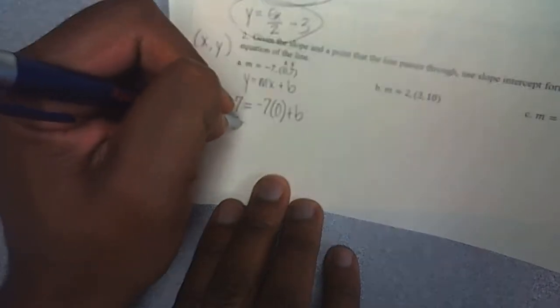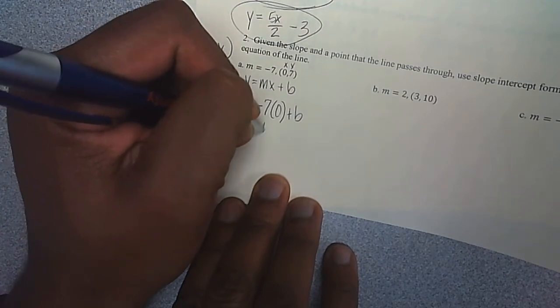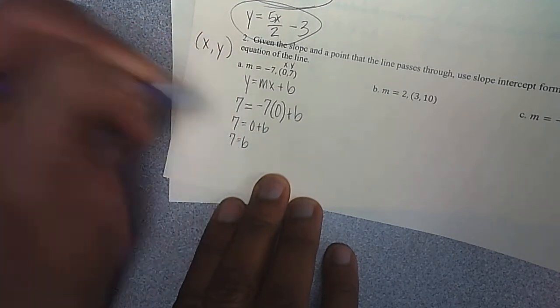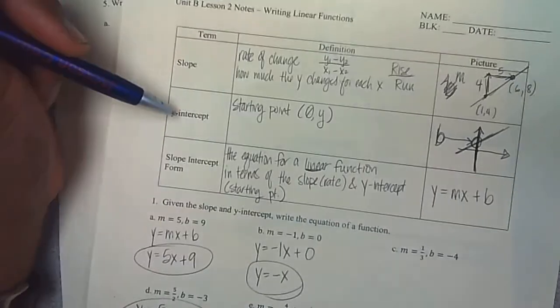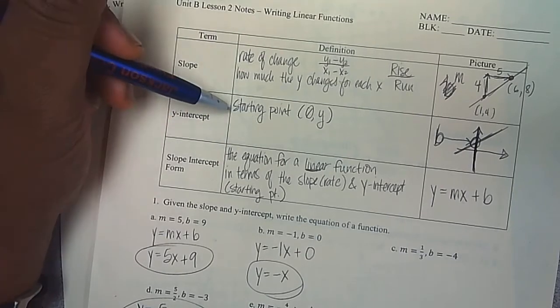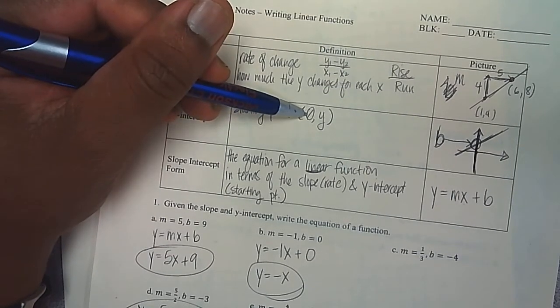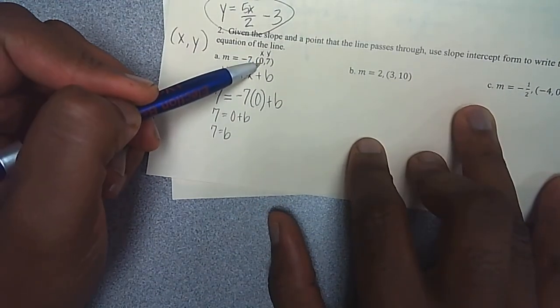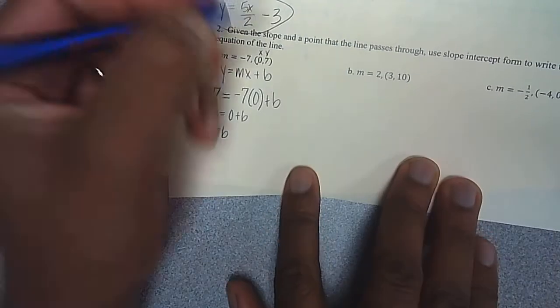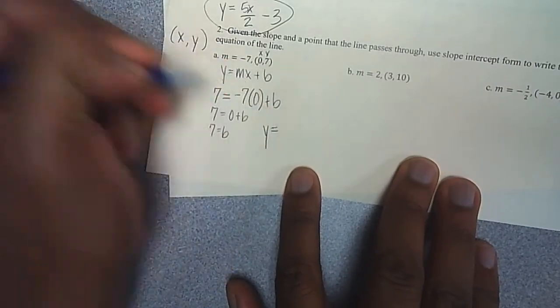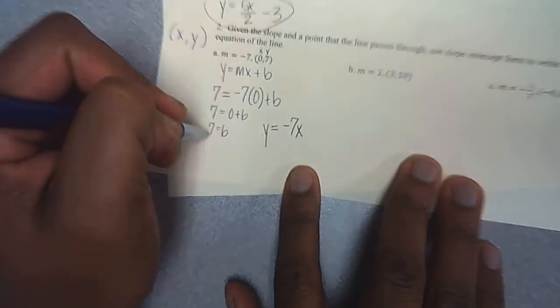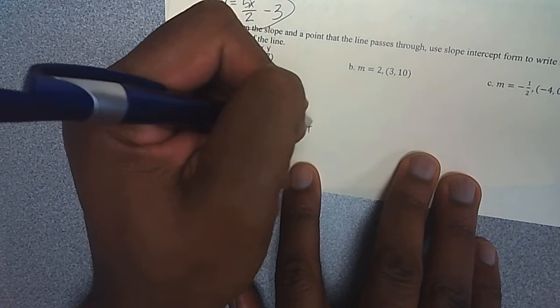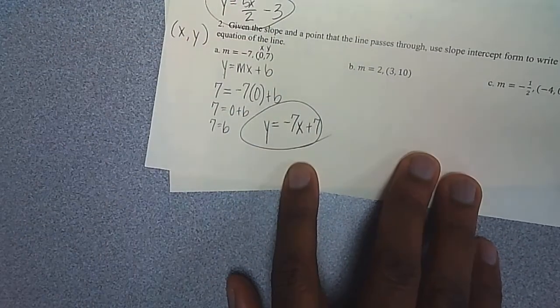So 7 equals nothing plus b. That means 7 equals b. Oh man, that makes sense, because way back up here, when we said y-intercept, we said it was the starting point, when x equals 0. So we should have been able to catch that x was 0. I didn't have to do that work. So this is y equals my slope, -7, which always goes with x, plus my back number, 7. That's game.